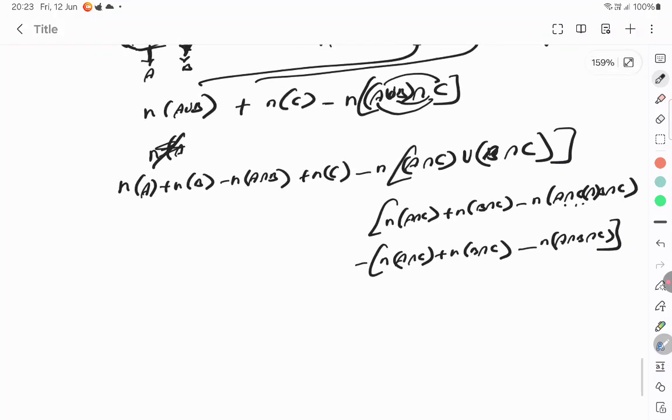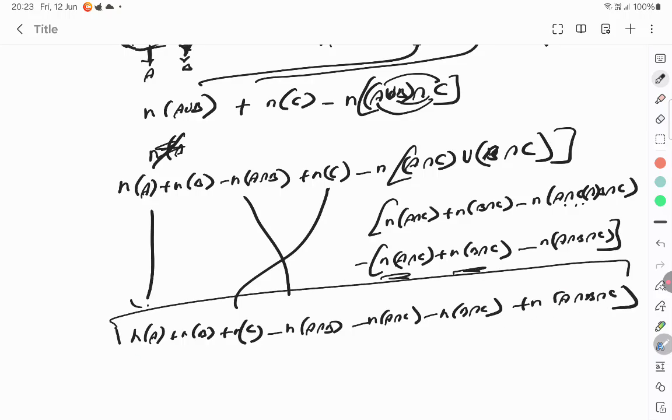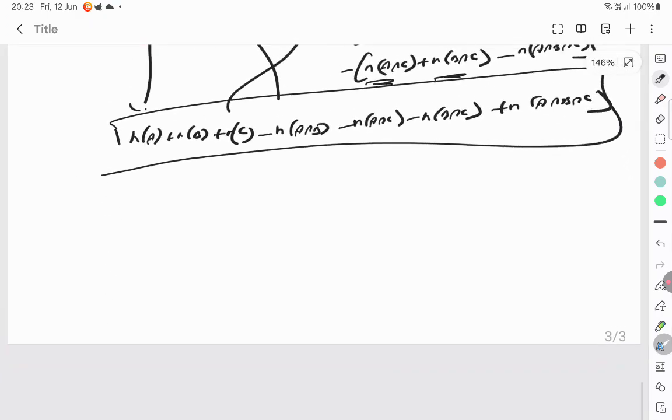Now open the bracket and bring all this down. It's n of A plus n of B plus n of C. Let's write this first. And then write this: minus n of A intersection B, minus n of A intersection C, minus n of B intersection C, plus n of A intersection B intersection C. This derivation is very important. You should memorize all these formulas.